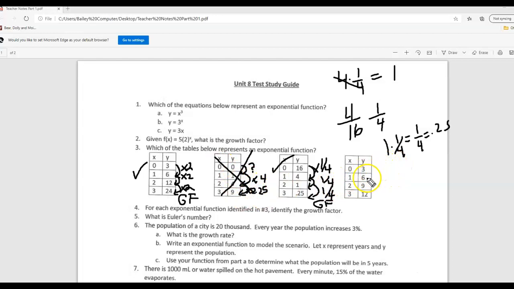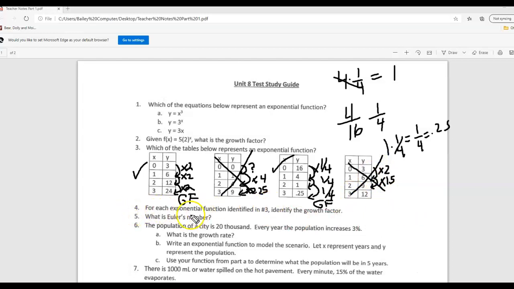Let's do one more. 6 divided by 3 is 2. So to get from here to here, I would be multiplying by 2. 9 divided by 6, what would that be? That would be 1.5. So as you can see, we already do not have a consistent growth factor. Therefore, this one is not an exponential function.